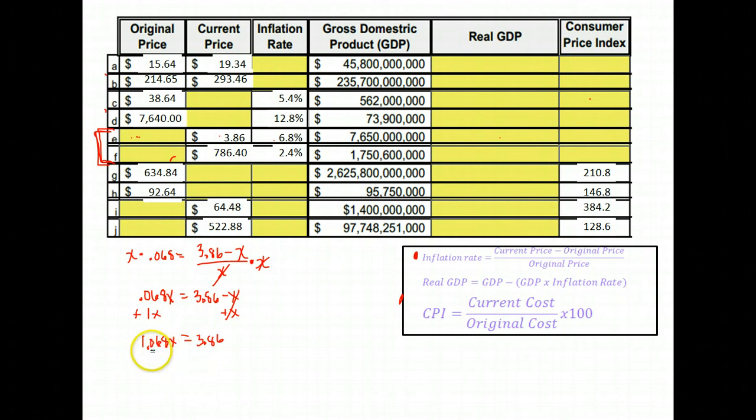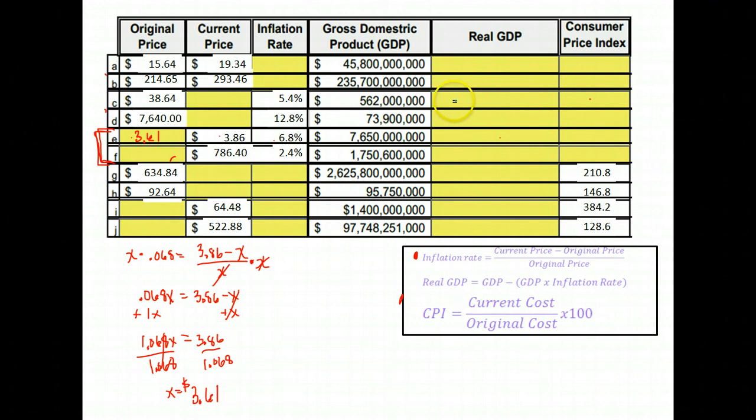My last job is to get x by itself. It's multiplied right now by 1.068. So if I divide by 1.068, I will have my answer. And when I do that, I have to round, but I get about $3.61. So my original price for this item, whatever we're talking about, was $3.61.